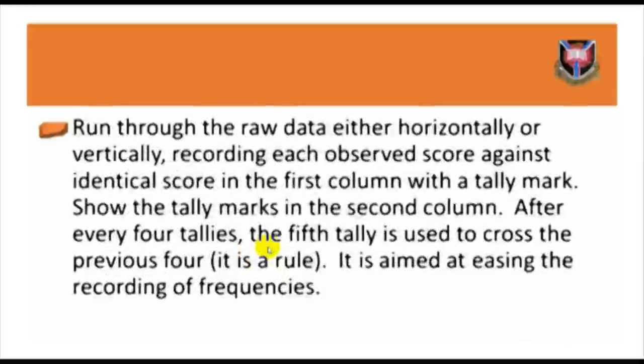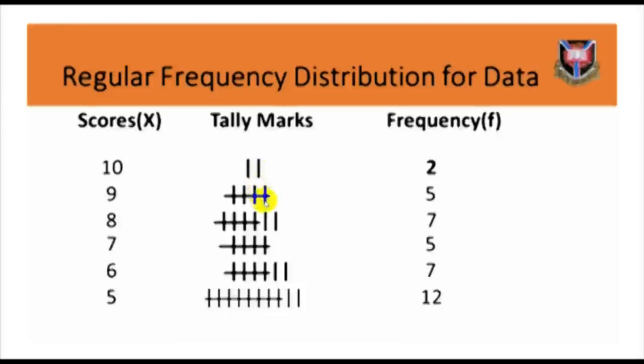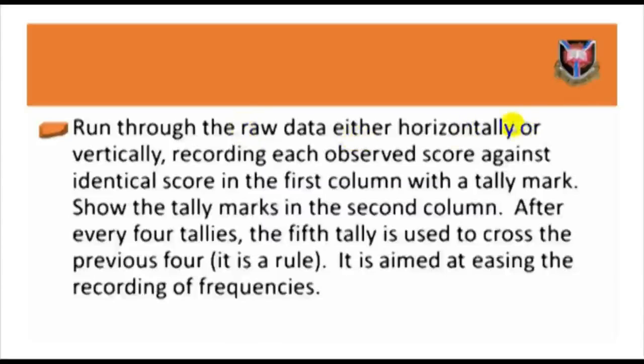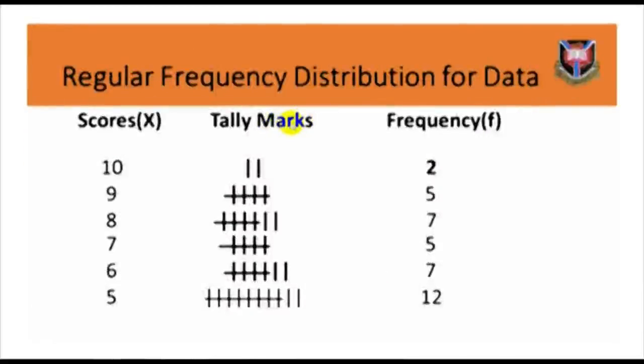2. Run through the raw data either horizontally or vertically, recording each observed score against identical scores in the first column with a tally mark. Show the tally marks in the second column. After every 4 tallies, the 5th tally is used to cross the previous 4. It is a rule. It is aimed at easing the recording of frequencies.